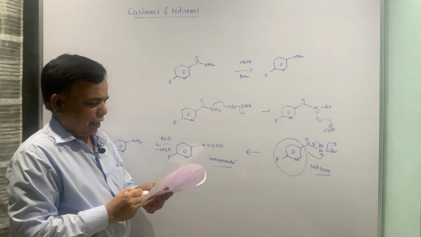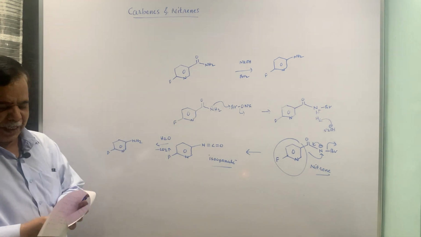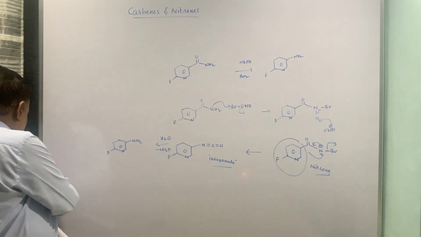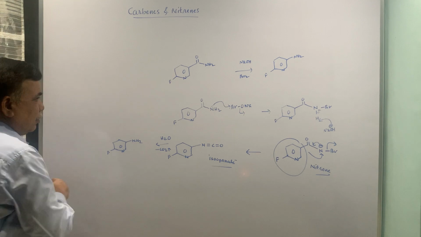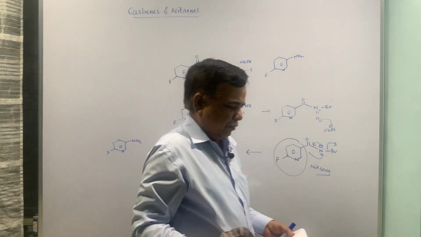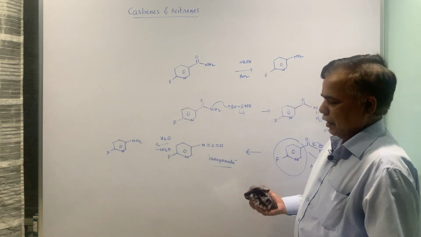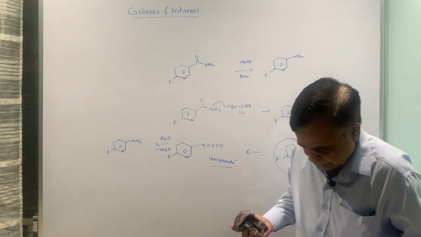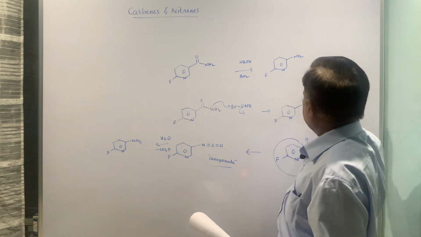So, this is your classical Hofmann degradation reaction or Hofmann rearrangement reaction, whatever you want to call it, where the nitrine intermediate is involved in this reaction.